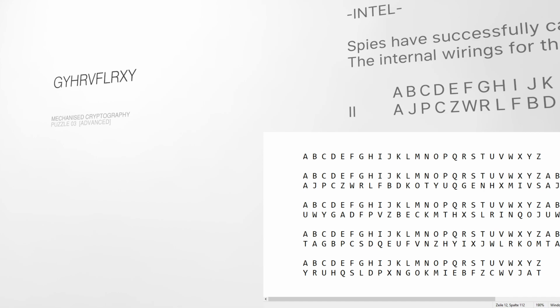So what's our encoded thing? Let's write that down too so we have it. It is Chi. How long is this episode? Not that long. We can work on this for a little bit. Y, H, R, V, F, L, R, X, Y.